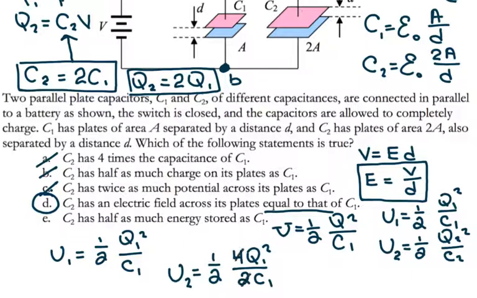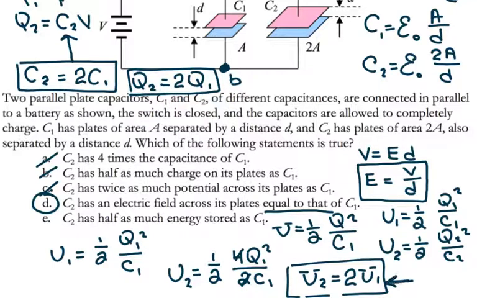So it looks like the potential energy of the second one is equal to twice the potential energy of the first one. Let's read the question again. It says C2 has half as much energy stored as C1, and that is not true. C2 has twice as much energy as C1. So the only right answer for this question would be D. C2 has an electric field across its plates equal to that of C1.